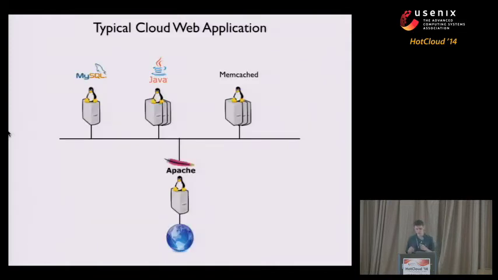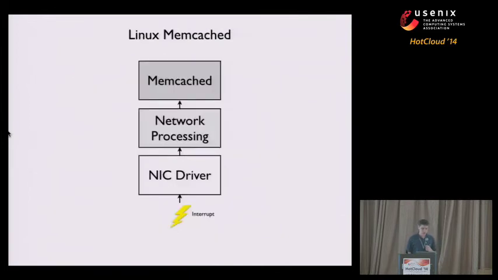So I want to be concrete here with a couple examples. Take our web application and just replace memcached with its own library operating system. And what does that buy us, really? You can look at memcached on Linux.